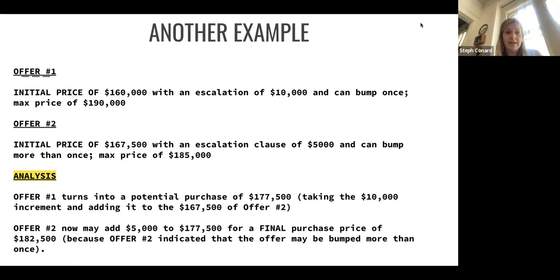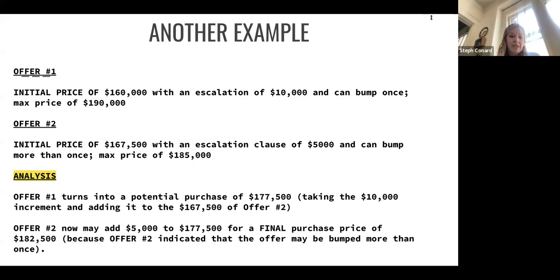The second offer that came in was a higher purchase price, initial purchase price of $167,500 with an escalation clause of an increment of $5,000 and can bump more than once with a max price of $185. Now it looks like, with that escalation increment of offer number one of $10,000 and a max price of $190, if you quickly look at those numbers, it seems like offer number one could win out.